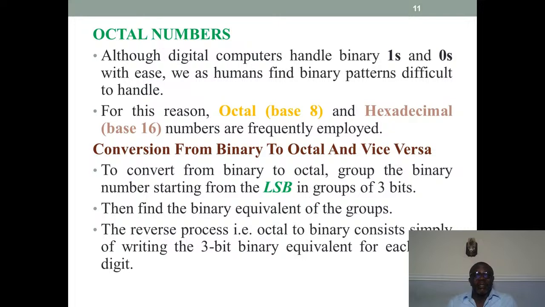To do that, you group the binary number given to you, starting from the least significant bit, in groups of 3 bits. Then find the equivalent of the groups. The reverse process, that is octal to binary, consists simply of writing the 3-bit binary equivalent for each octal digit.